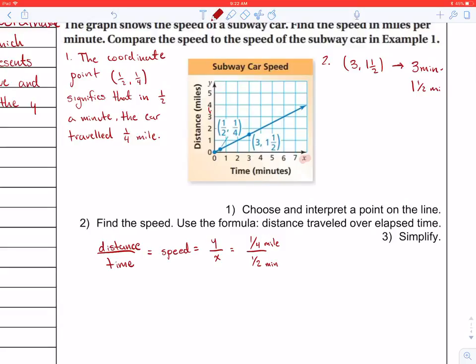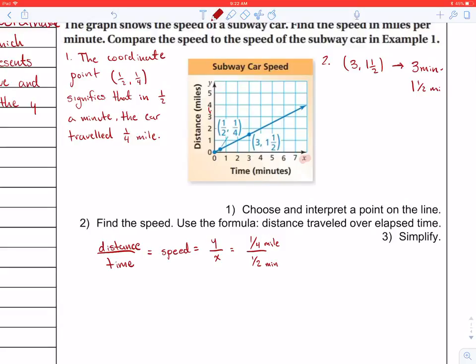But this is a complex fraction. We're not really going to tell people, oh, how fast does a subway car travel? It travels 1/4 mile every half minute. That doesn't really seem simple enough to state it like that. And so that's why we need to simplify this complex fraction.